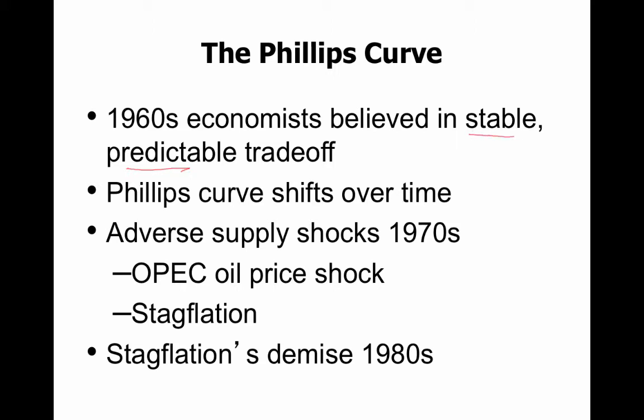But we've noticed instead that the Phillips curve shifts over time, and on the next slide you're going to see that. Supply shocks are going to be the big difference, though. We saw it when oil prices went up, and then we have the introduction of the concept of stagflation, which eventually is going to go away over the course of the 80s as interest rates and therefore inflation rates fell.